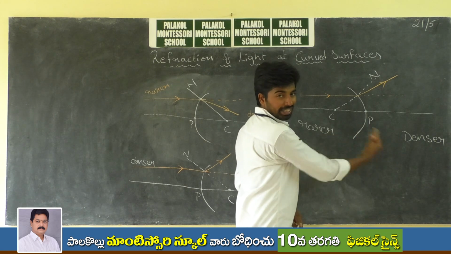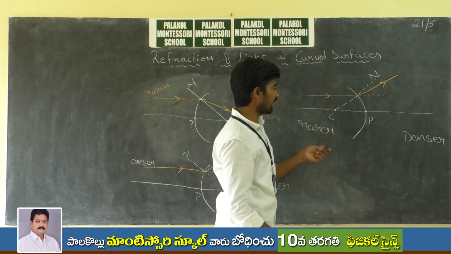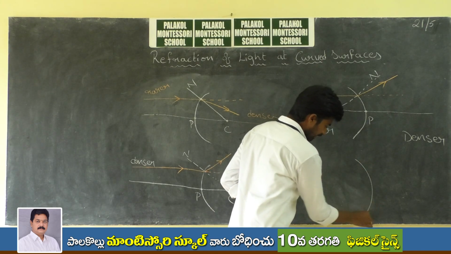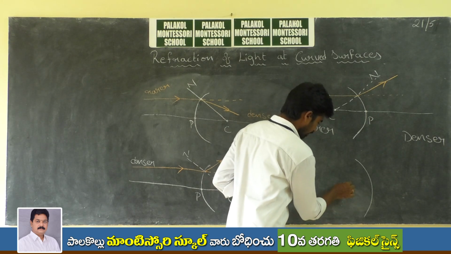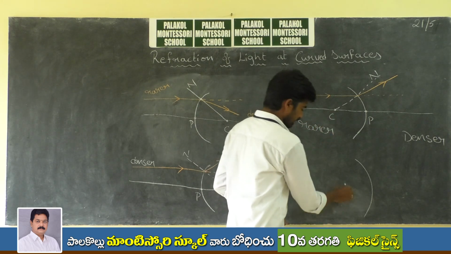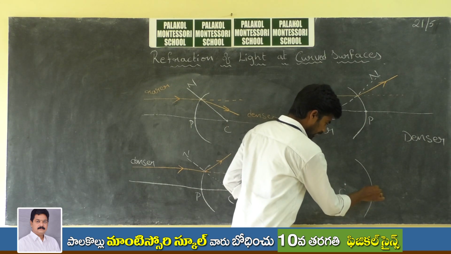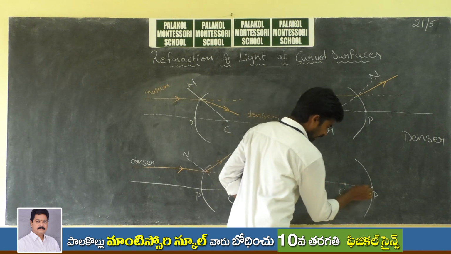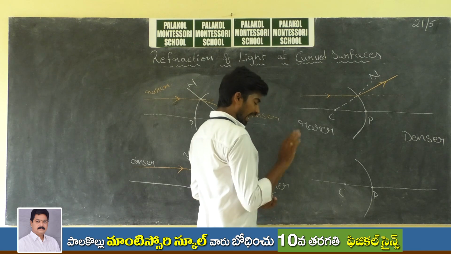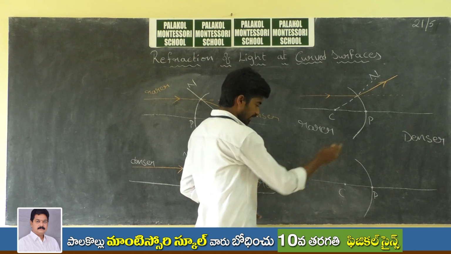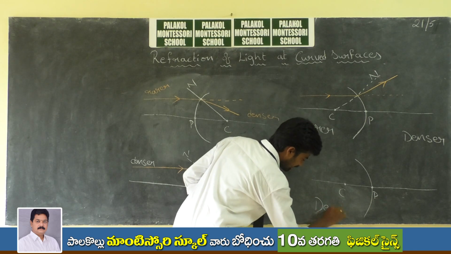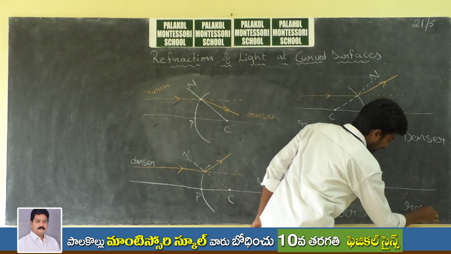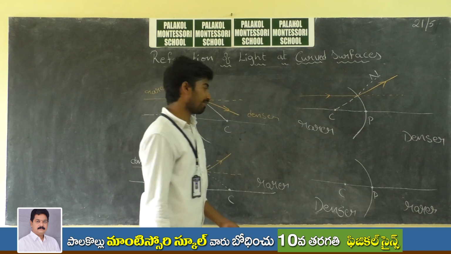Just reverse the mediums separated by the concave surface, and again observe the refraction of light. This is the center of curvature of the curve, and the midpoint of the curve is the pole. The line joining the center of curvature and the pole is the principal axis. In this case we need to consider the left section as denser medium and the right hand section as rarer medium. Let us see how the light will be refracted.